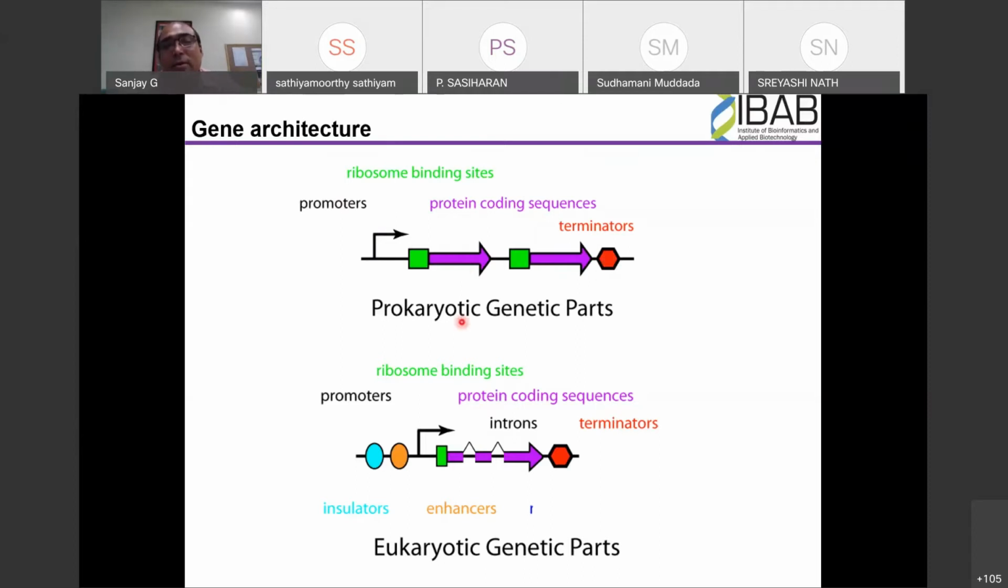In prokaryotes, the architecture of a gene is relatively simple. However, in eukaryotes, there are different insulators, enhancers, etc., which control the gene expression. And this is very important in synthetic biology: to understand the controls of gene expression in a eukaryote versus a prokaryote, because that will decide what kind of promoters and what kind of genetic elements you need to engineer in your vector so that you can control the biological system in a very robust manner. So these are the different components, the pieces and parts, that are common to all synthetic biology workflows.